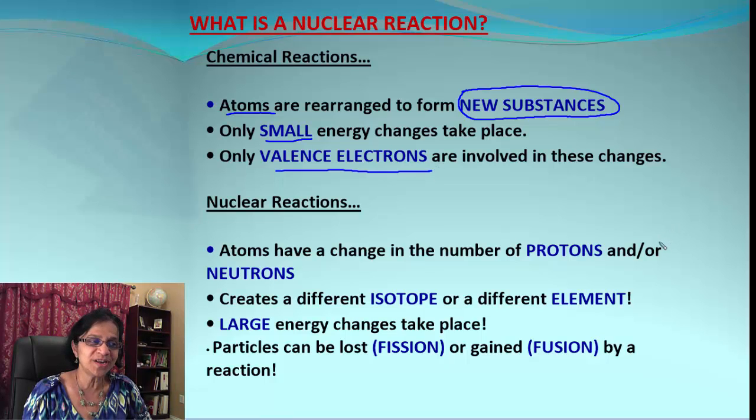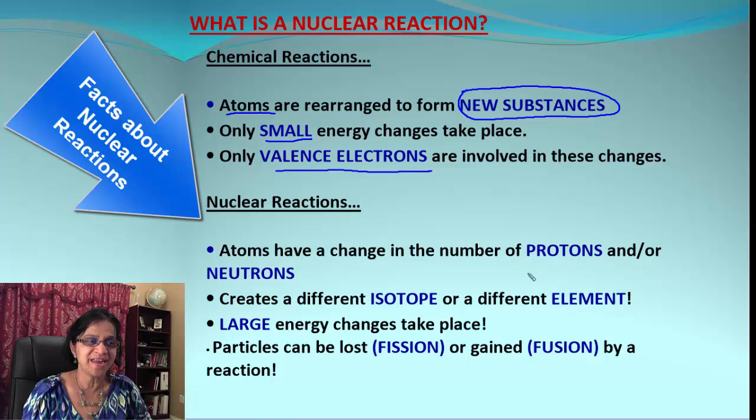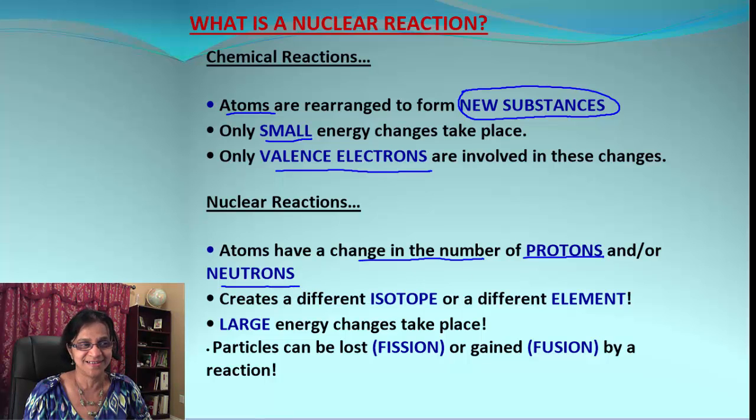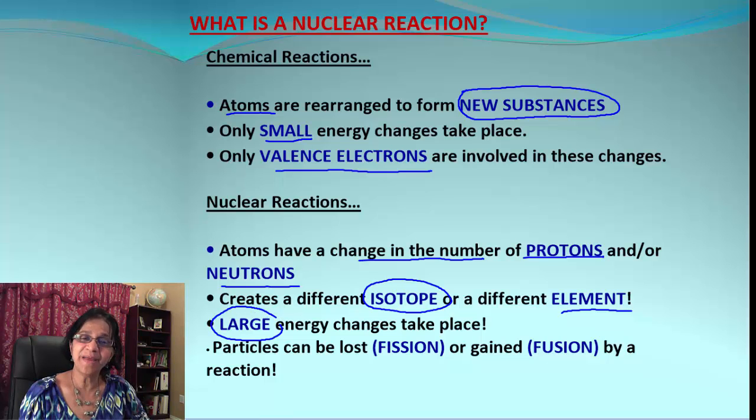Now, in nuclear reactions, the main change is because of either the number of protons or neutrons. What is the product? The product could be a different isotope or it could be a totally different new element. And then how about the energy? The energy changes are huge. And there are mainly two types of reactions, fission and fusion. And we will discuss that later in this video.